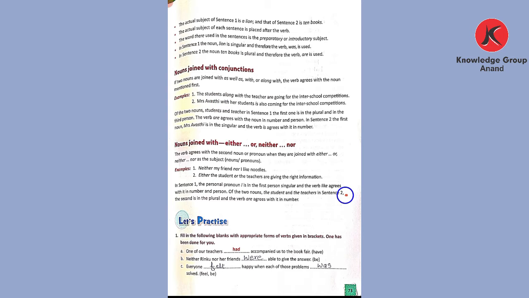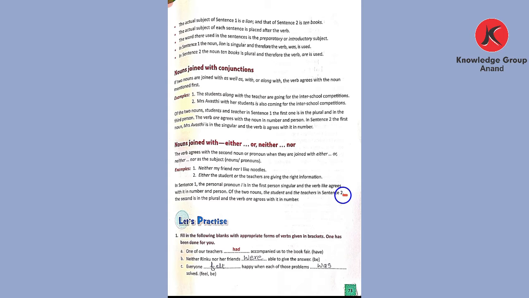Of the two nouns, students and teachers in sentence 1, the first one is plural in the third person. The verb are agrees with the noun in number and person. And in sentence 2, the first noun, Mrs. Awasthi, is singular and the verb agrees with its number.